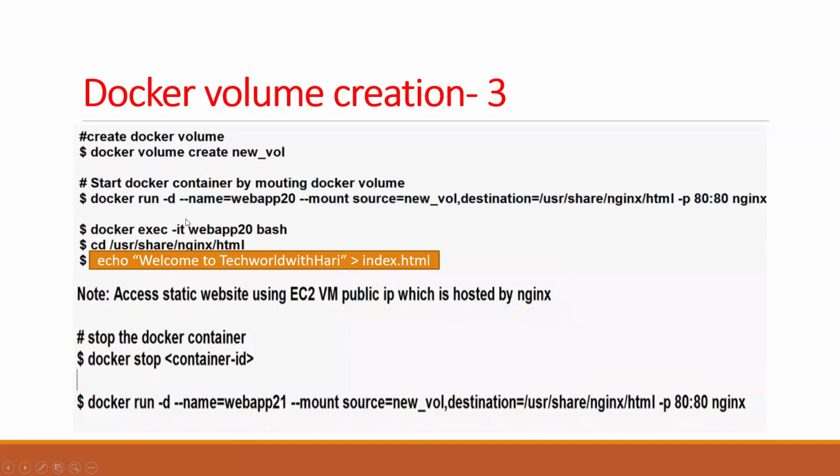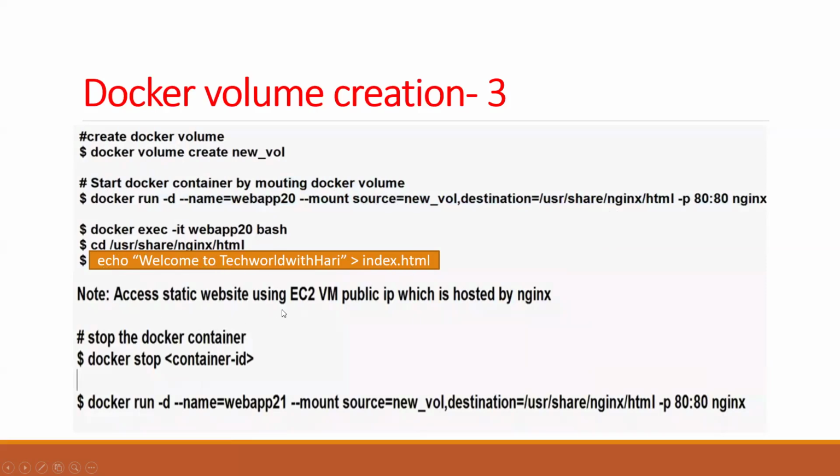Start the container by mounting the Docker volume. How can you mount the Docker volume? Docker run -d --name webapp20 --mount source=new-volume,destination=/usr/share/nginx/html -p 8080:80 nginx. Then docker exec -it webapp20 bash, cd /usr/share/nginx/html, and echo "welcome to BlueJ Technologies" into index.html.